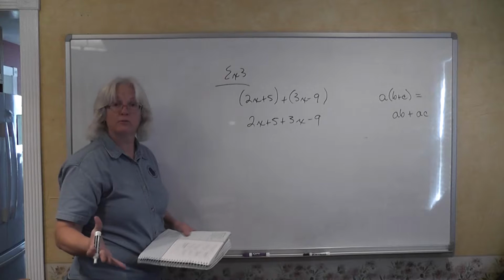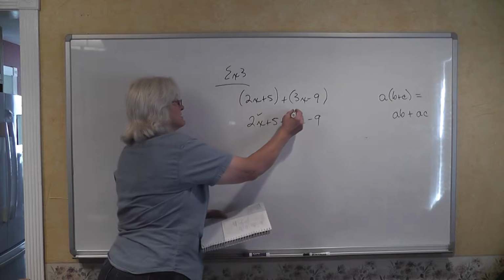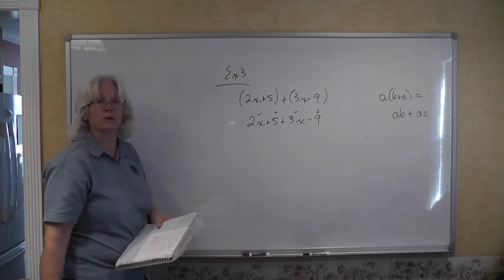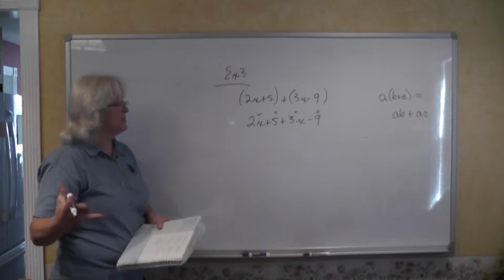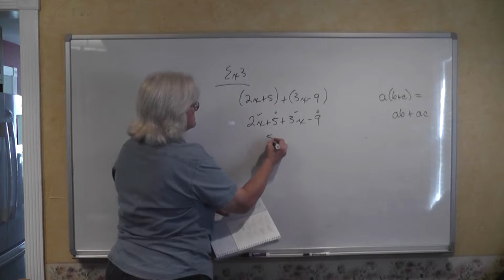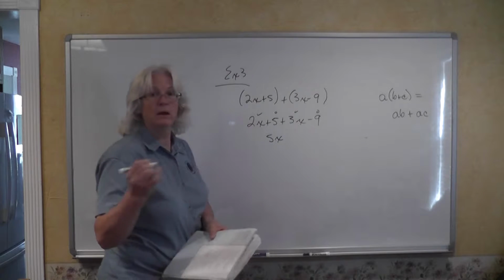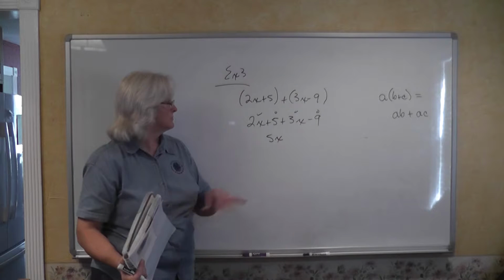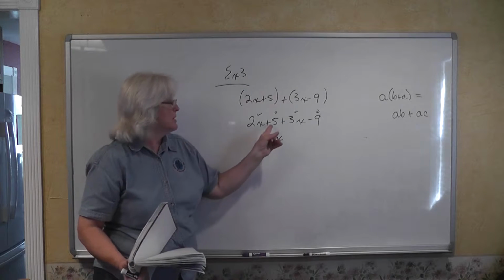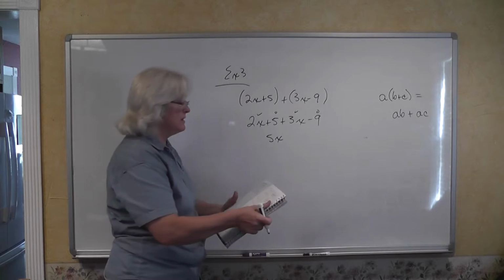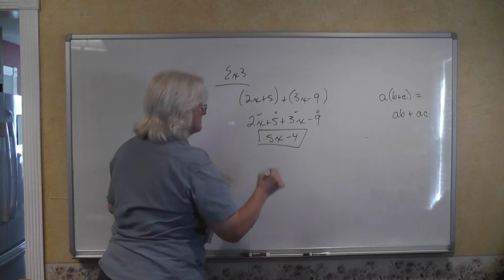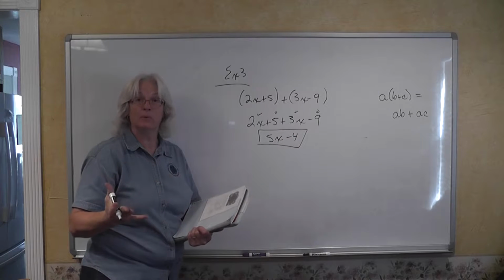What do we have for like terms? We have the x's, and then we have the constant terms. How do we add 2x plus 3x? We add the coefficients. 2 plus 3 is 5. And we keep the variable. How do we add our constant terms? Just like you add numbers. Plus 5 minus 9 is a negative 4. And that's all that's involved in example number 3.